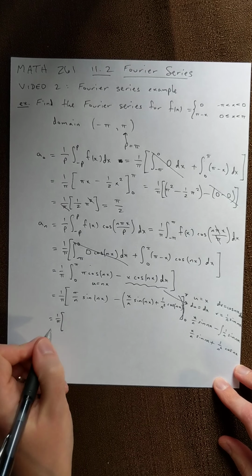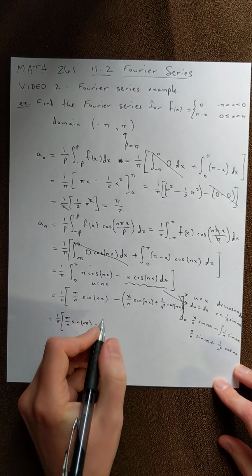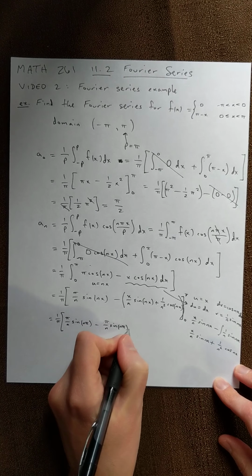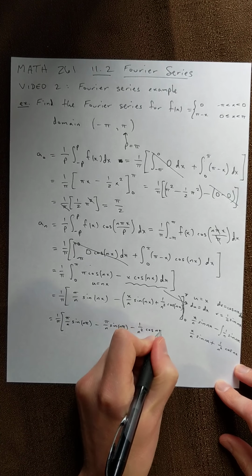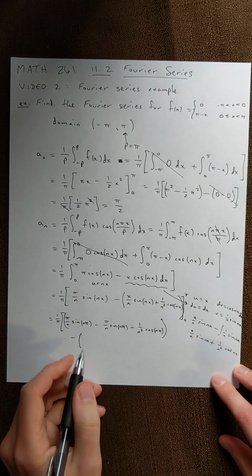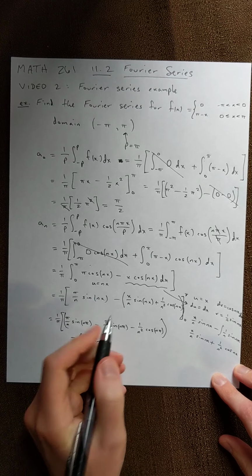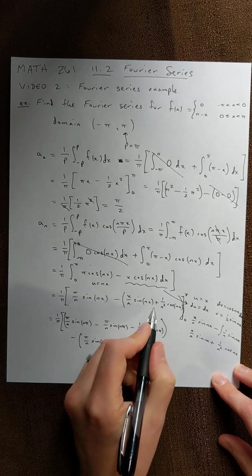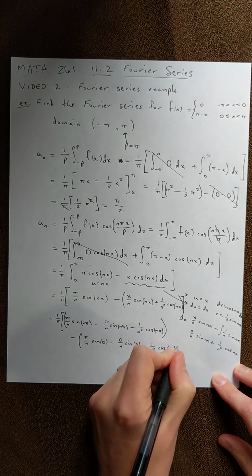If we plug in pi, we have pi over n sine n pi minus pi over n sine n pi. Distribute the minus 1 over n squared cosine n pi. All that was plugging in pi. If we plug in 0, we get pi over n sine of 0 minus 0 over n sine of 0. Distribute the minus 1 over n squared cosine of 0.